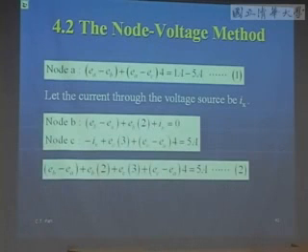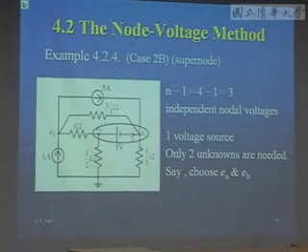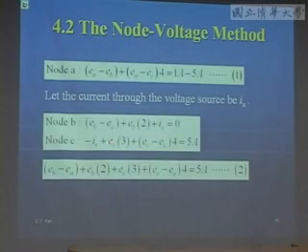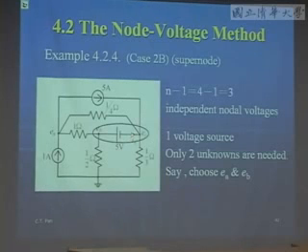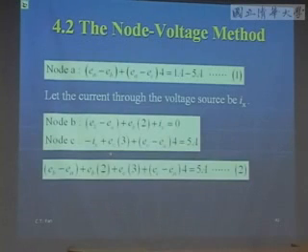Similarly for the third node, we have two resistors connected to this node. So the current leaving this node is (EC minus EA) multiplied by 4 Siemens, plus (EC minus 0 volt) multiplied by 3 Siemens. We also have this current entering, so we should have a minus sign when we write down the KCL. So you can see we have three equations.